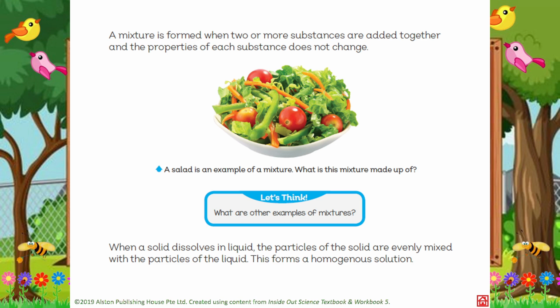So for example, a salad is an example of a mixture, okay? What is this mixture made up of? For example, we have a mixture of lettuce, carrots, bell peppers, and tomatoes, okay? So they are mixed up together, but they do not totally mix up their properties. So that is a mixture, okay?